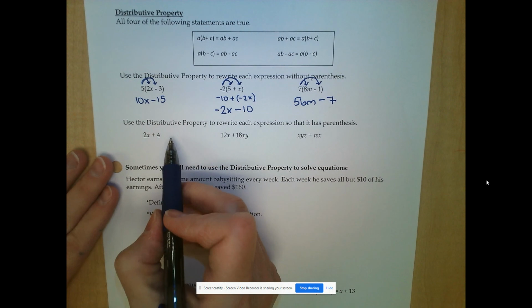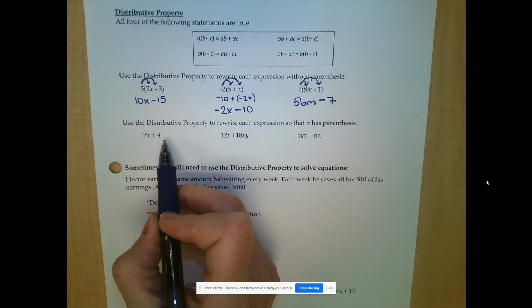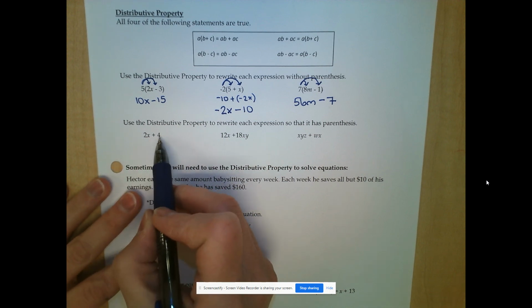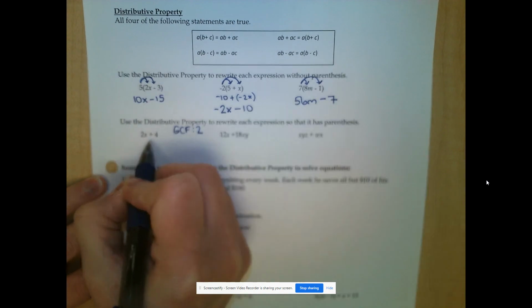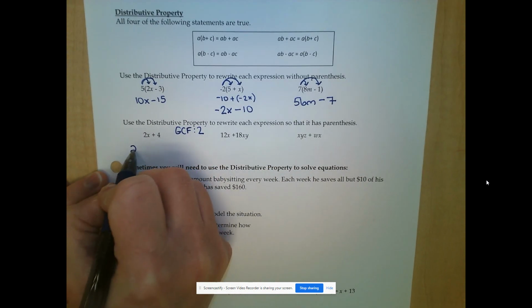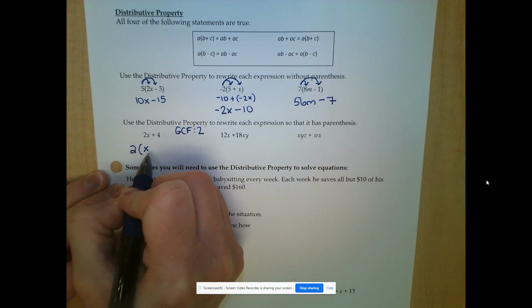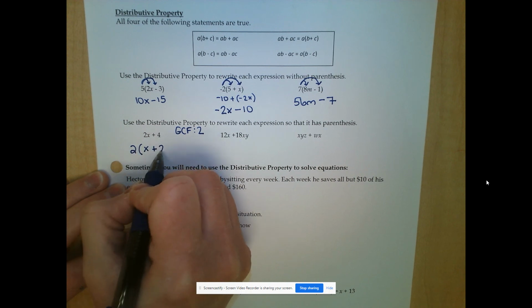How about using the distributive property to rewrite each expression so that it gets the parentheses back? A lot of times we call it like undistributing. So 2x and 4, what do they have in common? Their greatest common factor is 2, meaning both of those terms can be divided by 2. So if I did 2x divided by 2, all I would have left is the x. 2 divided by 2 would be 1. Plus, and 4 divided by 2 would be 2.